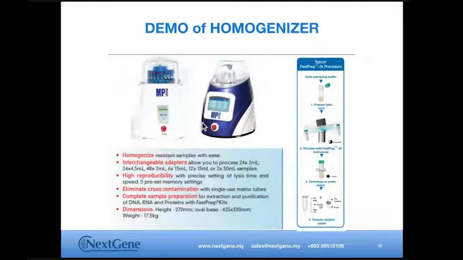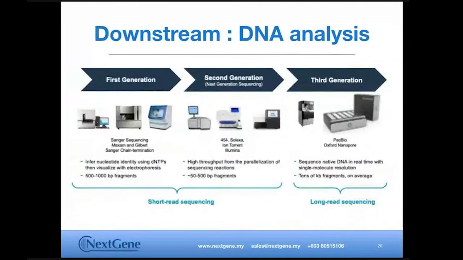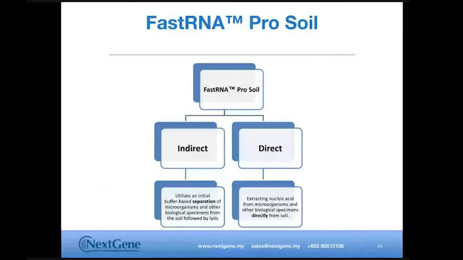So Prof, morning. I'm Chi Hong here. At MBBio, we do have the FastRNA kit. We call it FastRNA ProSol kit. It is actually for extraction of RNA from soil sample. However, for magnetic bead, currently we haven't had the product for RNA extraction yet for soil sample, but we have it for DNA only. So maybe in the future we'll have the product for RNA, then we can introduce to Prof.